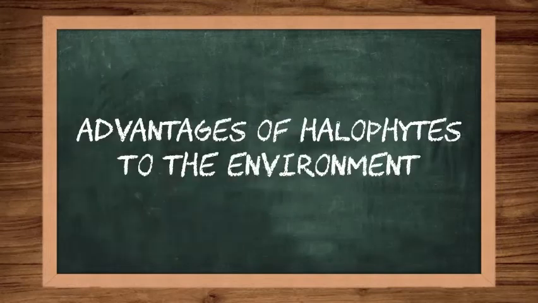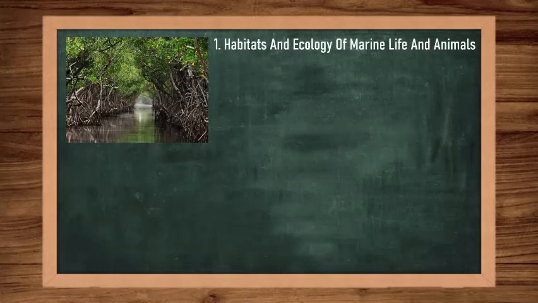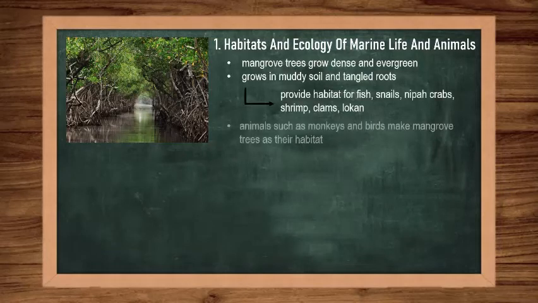As I told you before, I will be adding a point that is not in the textbook: the advantages of halophytes to the environment. First, habitats and ecology of marine life and animals. Mangrove trees grow in muddy soil with tangled roots that provide habitat for fish, snails, nipa crabs, shrimp, clams, and lokan. Other animals, such as monkeys and birds, also make mangrove trees their habitat.